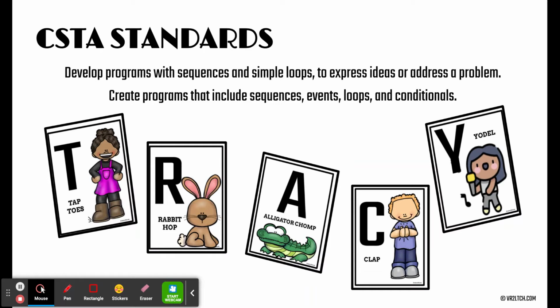When you see an R, then you hop like a rabbit. When you see an A, then you alligator chomp. When you see a C, then you clap. When you see a Y, then you yodel.